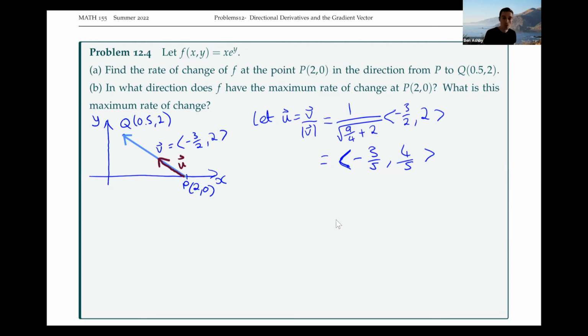Okay. Now we can work out our gradient as well. So grad of f is just df/dx and df/dy. So we have e^y and x e^y.